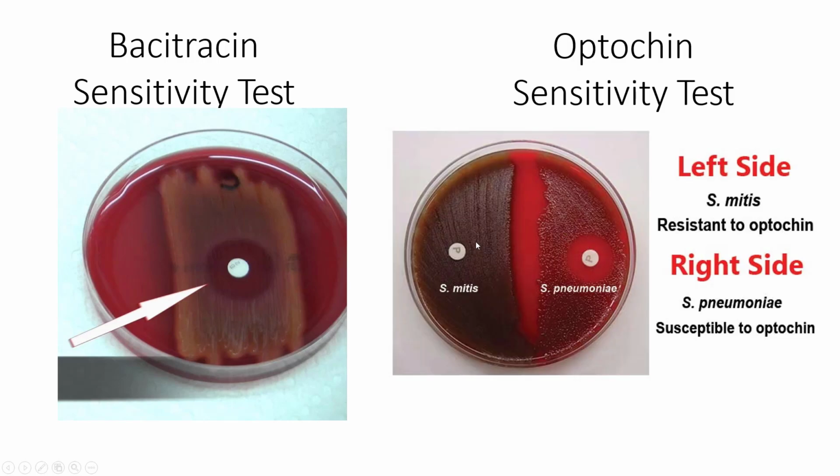The optochin disc, let's take a look at two different species of Streptococcus, one of which is sensitive to optochin. That's going to be Streptococcus pneumoniae, and again you can see that zone of clearing there. Whereas most other forms of Streptococcus are resistant, and therefore the disc does nothing to inhibit their growth. So please record those results in your lab.